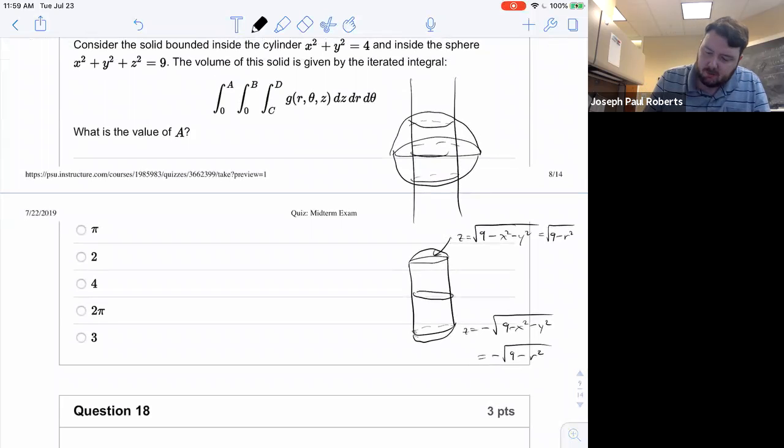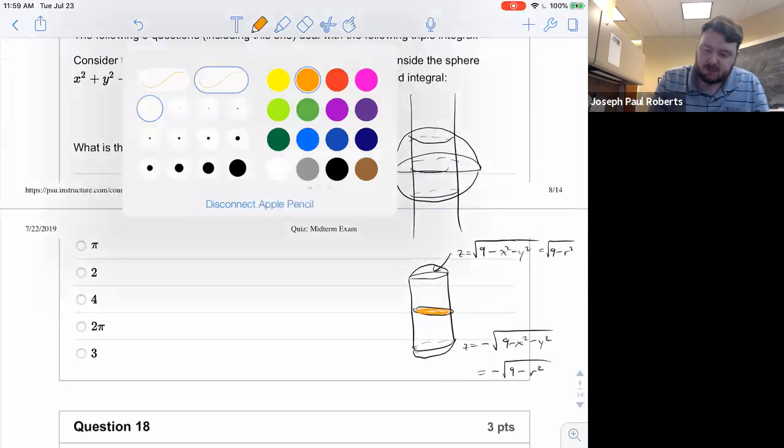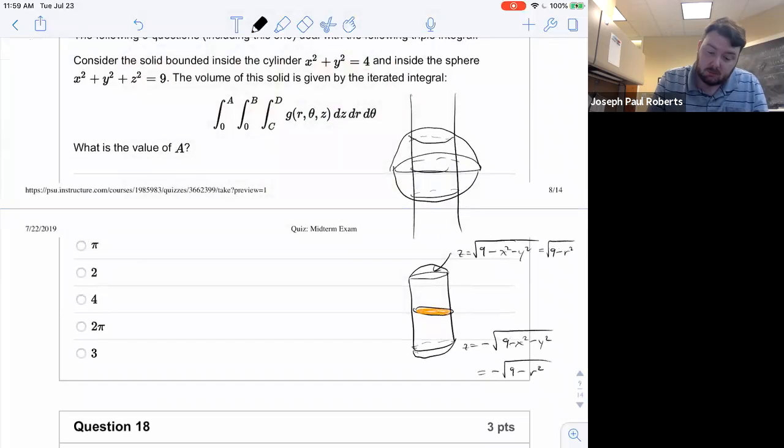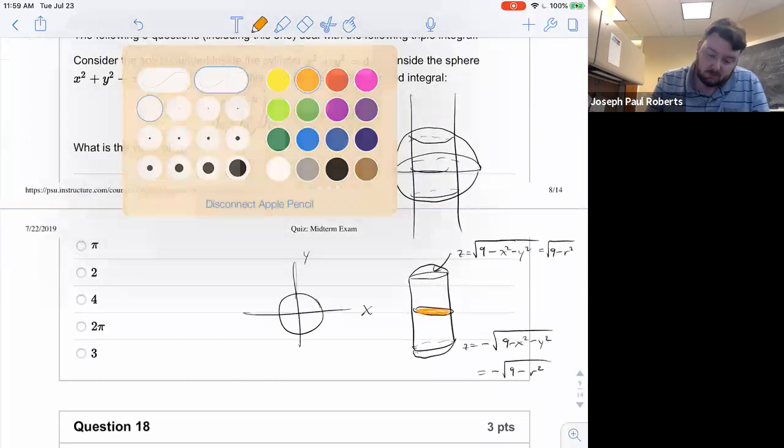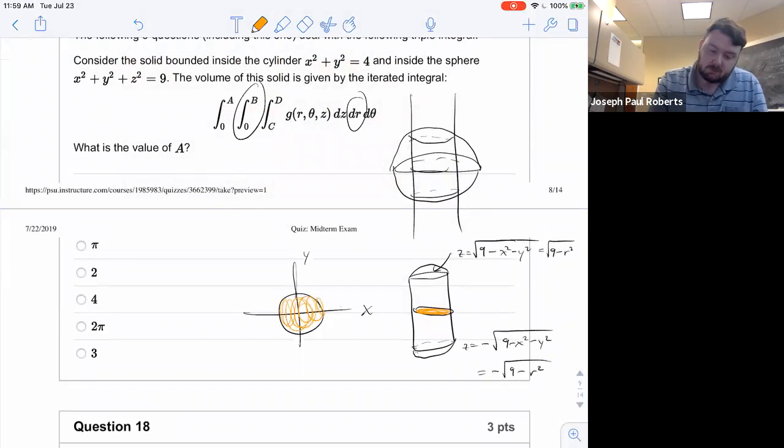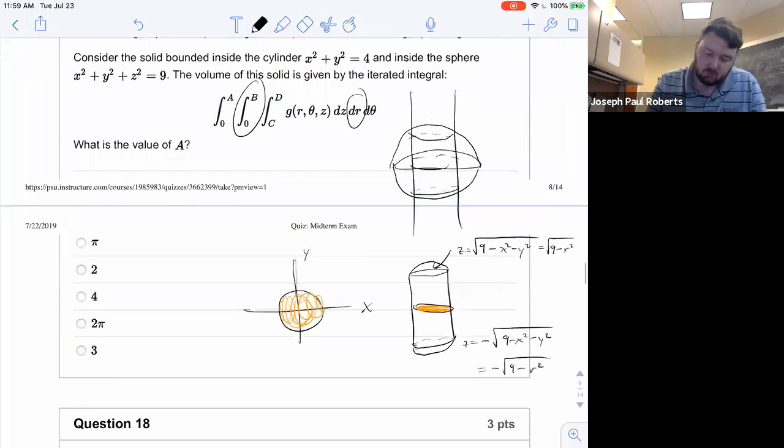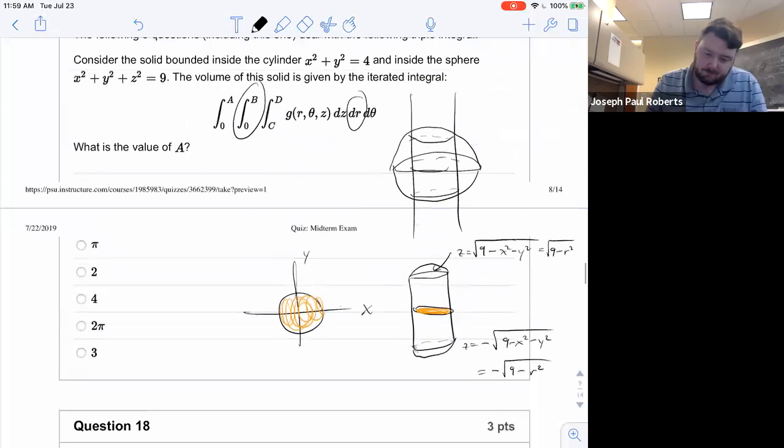The shadow in the xy plane is coming from this cylinder, which has radius 2. So the r bounds are just 0 to 2. So it looks like B is 2. And then theta would go 0 to 2 pi, so that's A.